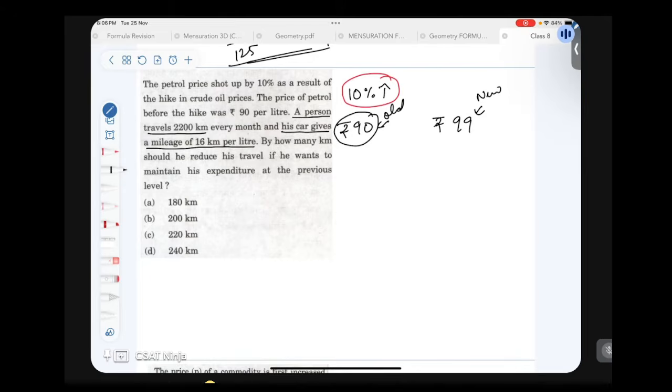In this question, expenditure is also not given. We see that expenditure is not given, so which means we'll have to find expenditure first. The mileage here is 16 kilometer per liter. So what I'll do is the person is traveling 2200 kilometer, and I'll divide it by 16.